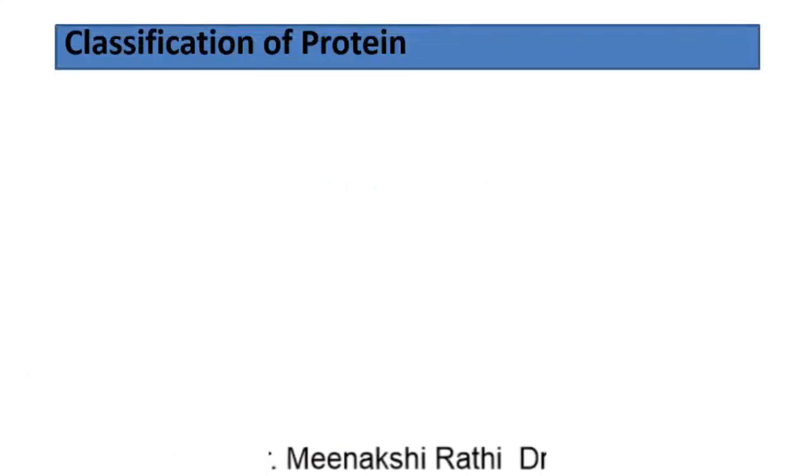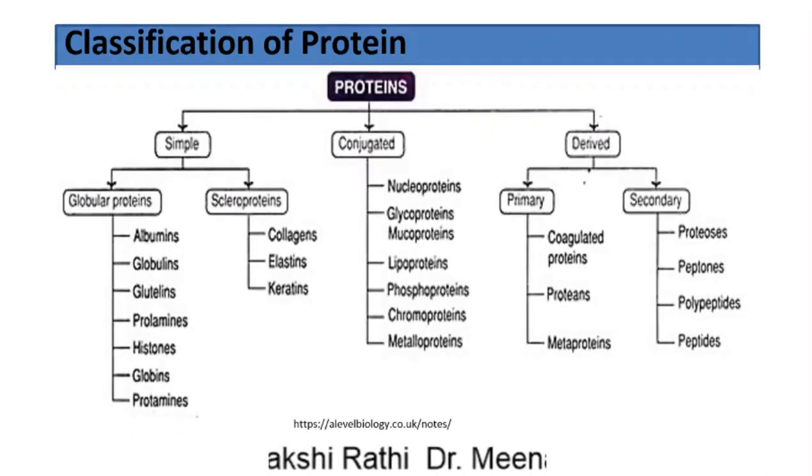Now we will start with classification of proteins. Proteins are classified in several ways. Three major types of classifying proteins based on their function, chemical nature and solubility, and nutritional importance are discussed in this presentation. First, we will start with the classification of protein based on chemical nature and solubility.